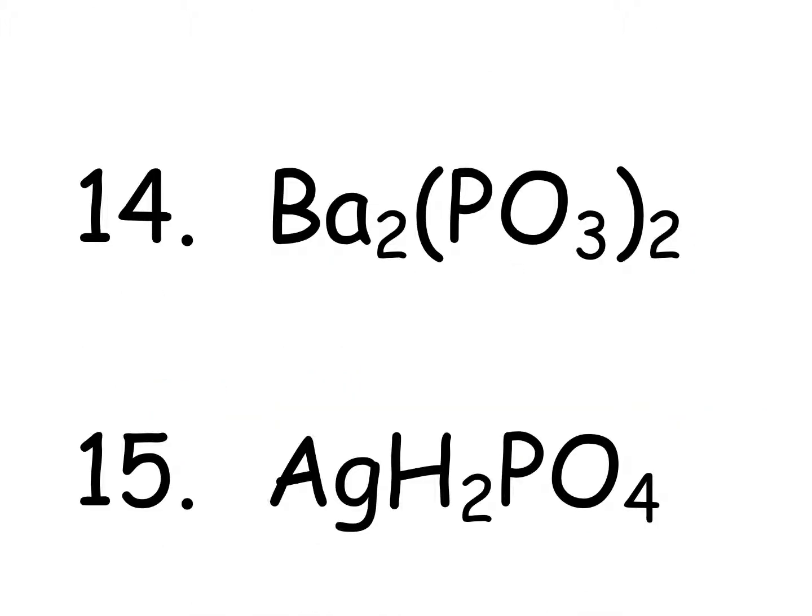If you look at number 14, there's a typo. Notice that there's a 2 here and a 2 here. The way we know it's a typo is, for one thing, these two would reduce if this was actually supposed to be written like this. The other way we know it's a typo is PO3 is phosphite, which has a 3 negative charge, which would have crossed over. So instead of it being Ba2, it should be Ba3. Now that won't affect the name, but that was an incorrect formula.